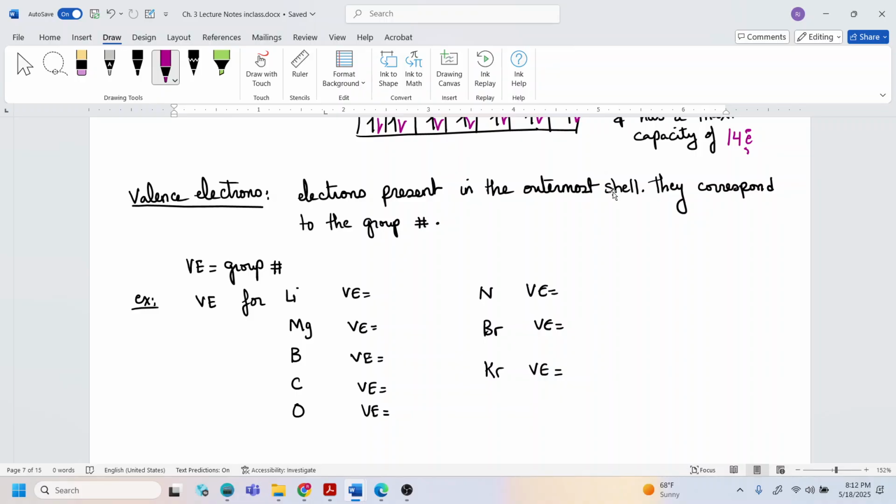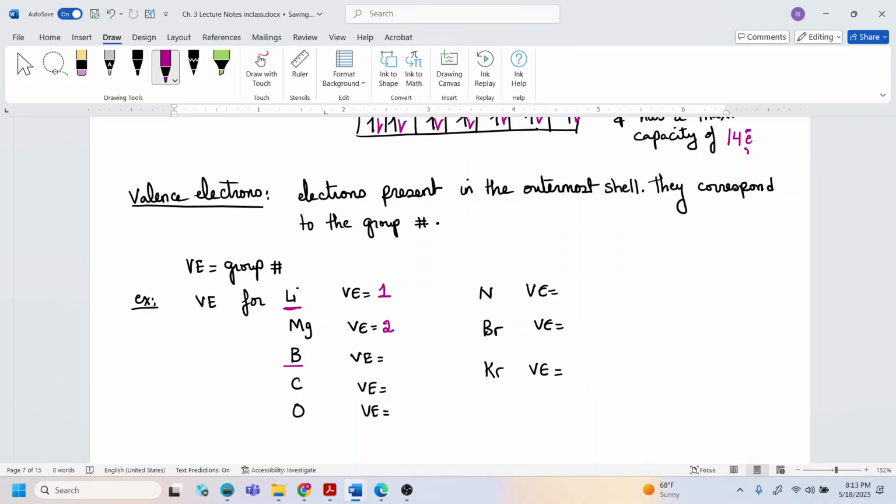And these correspond to the group number. It's easy to find them by simply knowing where the element is in the periodic table. So for example, lithium, if you can put the periodic table next to you. Lithium is in group number 1. So the valence electrons of lithium is going to be equal to the group number, and that is going to be equal to 1. It's important to know what the valence electrons are, because these are the number of electrons that are present in the outermost shell. Magnesium is in group number 2, so the valence electrons for magnesium is 2. This means that it has 2 electrons in its outermost shell.